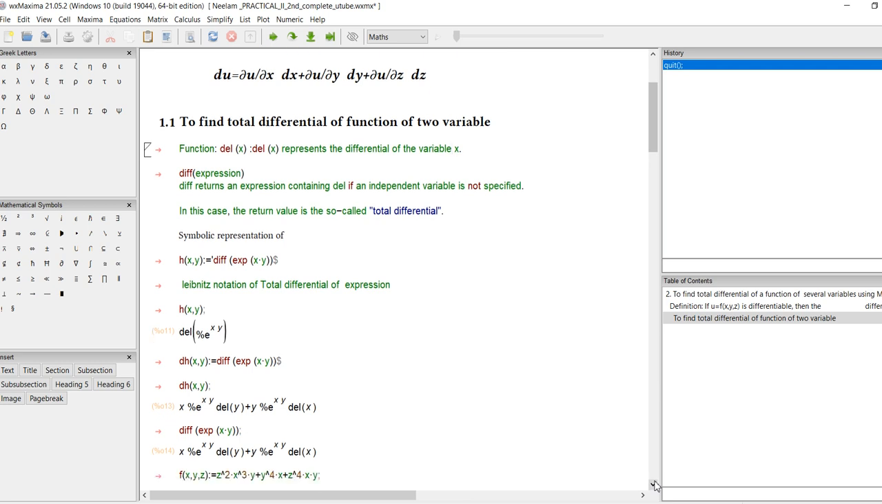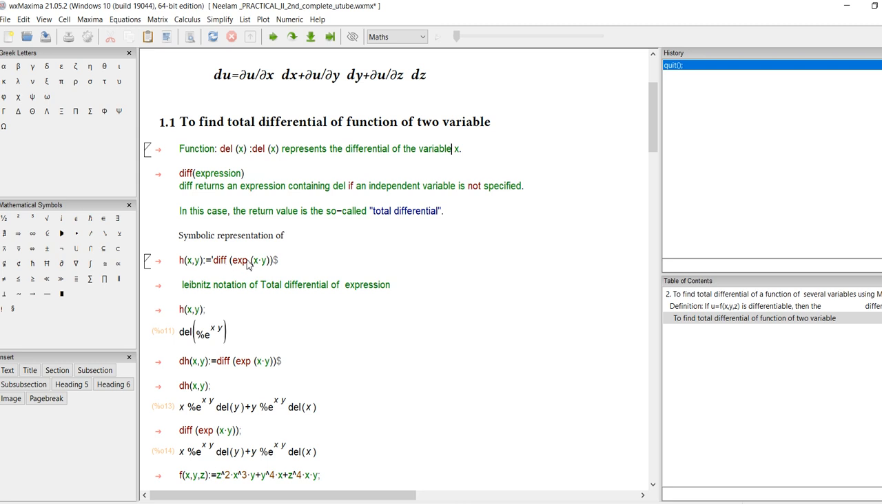We will learn dependency and independency in the next practical. So here DIFF and bracket start, expression, and bracket close, it will give you the total differential as you calculated in your theory.